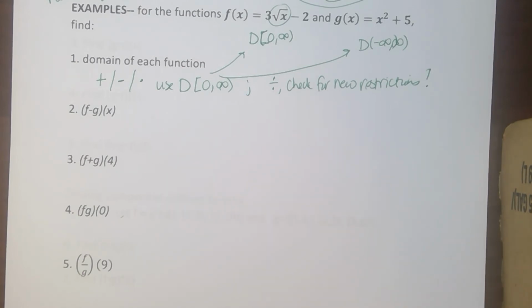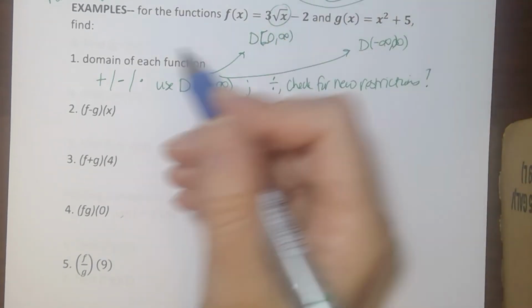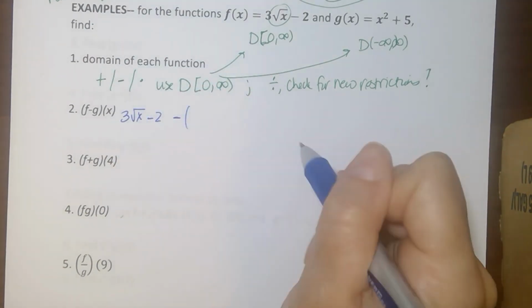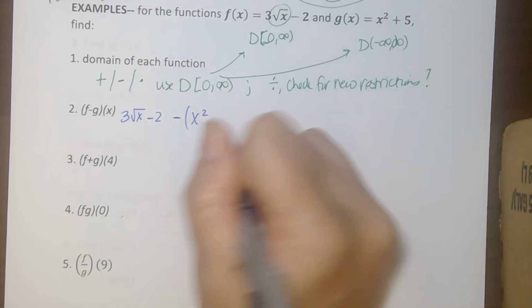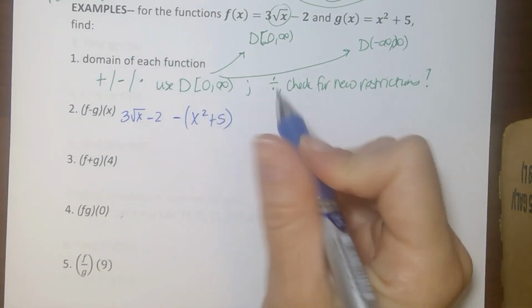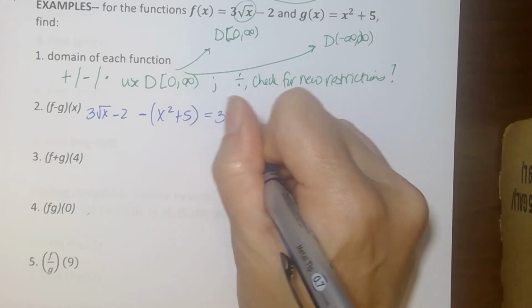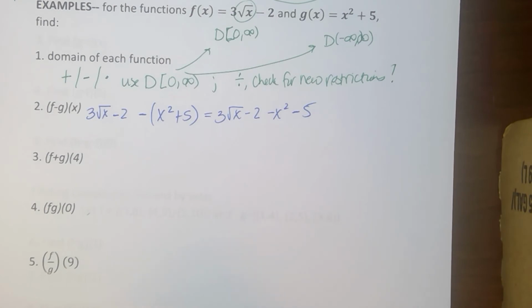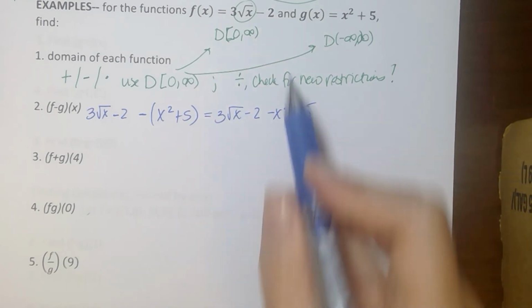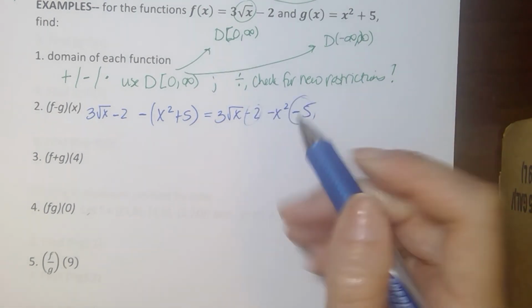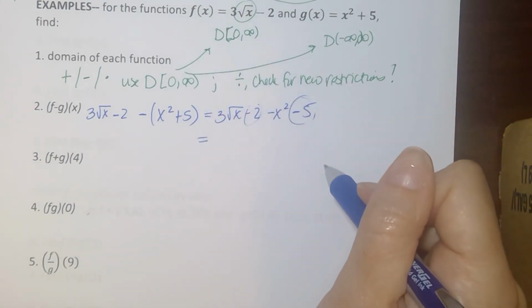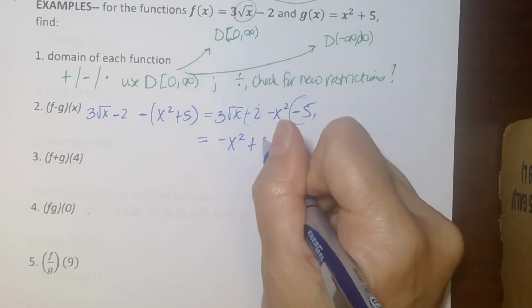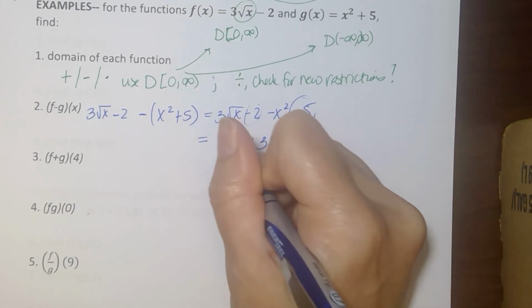Number 2 says to do f minus g of x. So I'm taking the function f of x, 3 square root x minus 2, and I'm subtracting. So I'm going to put in parentheses g of x, x squared plus 5. I need to distribute that negative. 3 square root of x minus 2 minus x squared minus 5. And I look at that, and do I have any like terms? Well, yeah, I have negative 2 and I have negative 5. So I get, let's do correct order. So we do our x squared term first. Negative x squared plus 3 square roots of x minus 7.